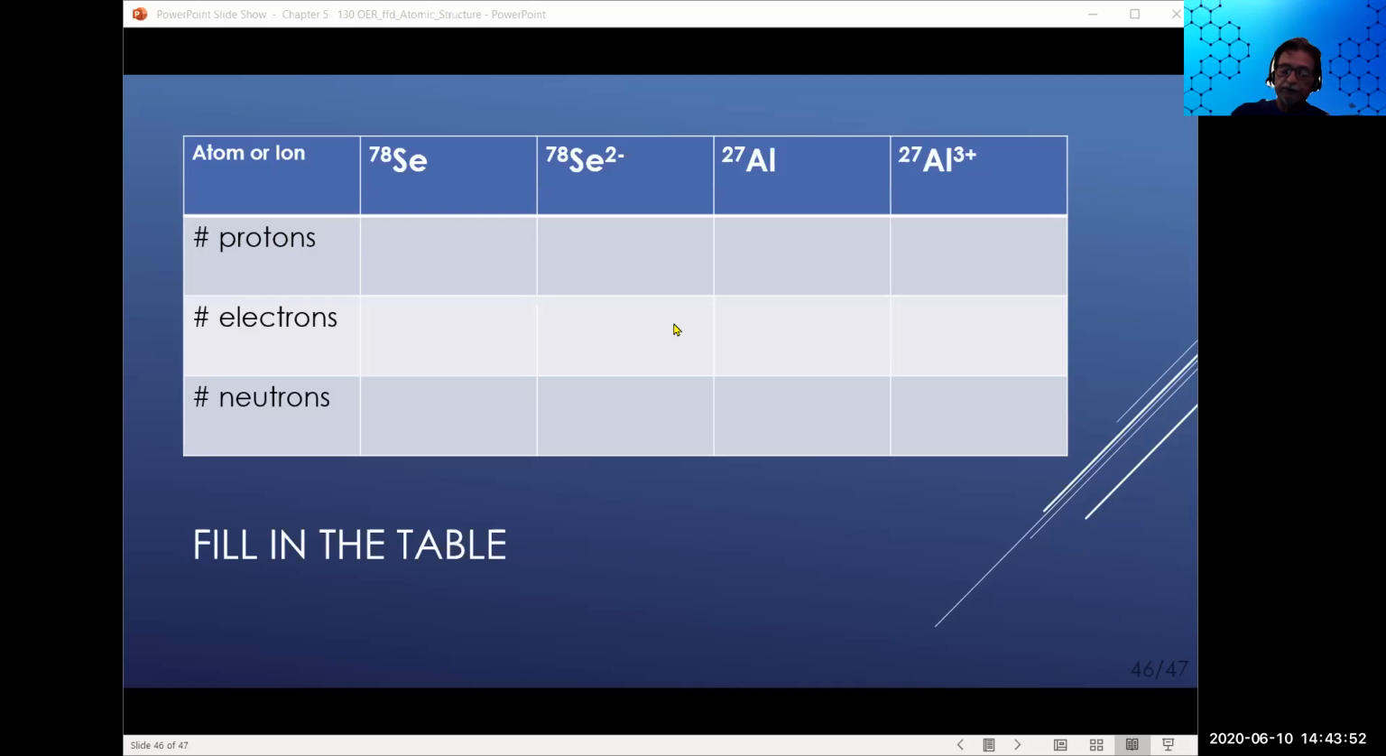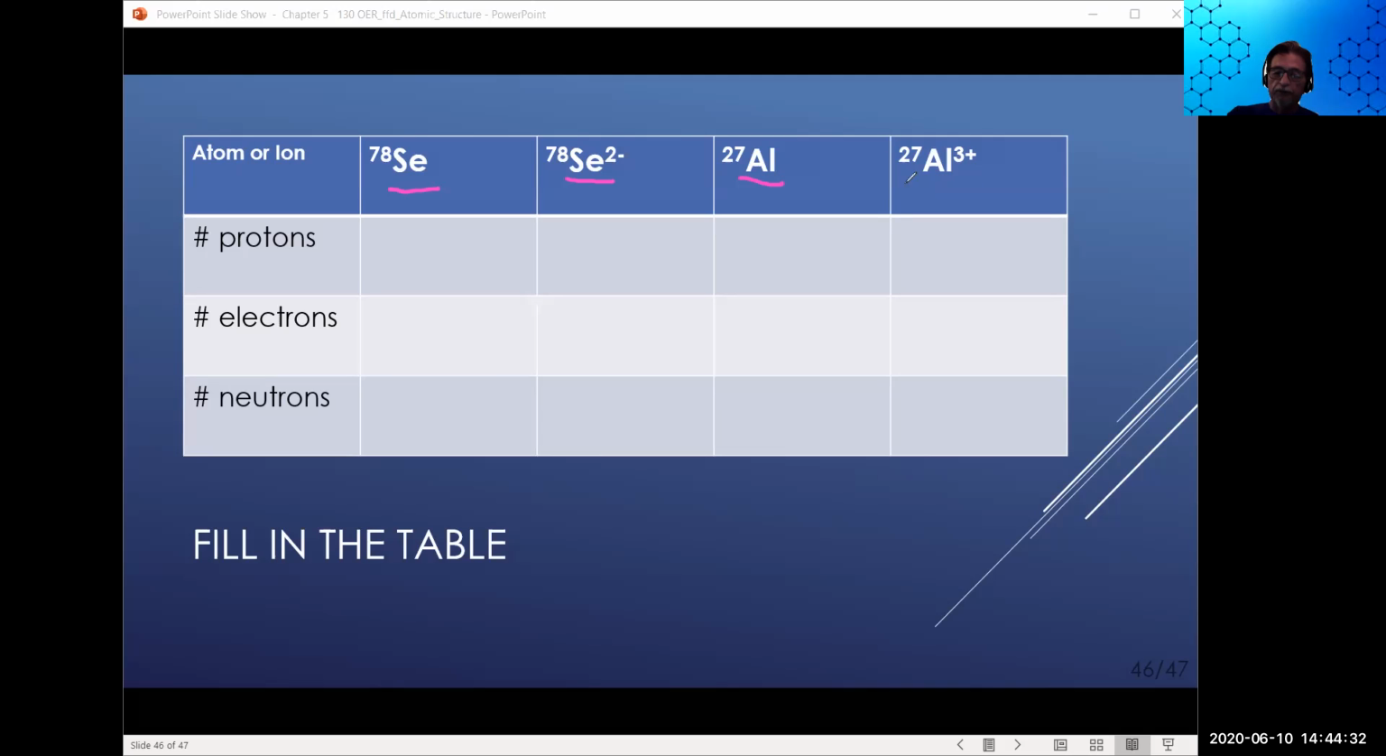Let's take a look at this here for a second. We're looking at some elements. Okay. If we look at the top, we see selenium, Se. And we got the mass number given to you as 78. Okay. The difference between the two is the selenium on the right side is a -2. It's an ion. Now, both of these have the same number of protons. We haven't done anything to them. Okay. Se is Se. So we would expect them to have the same number of protons.